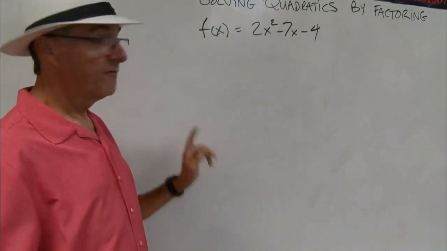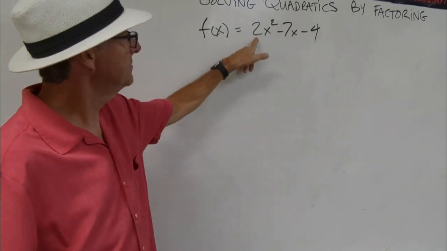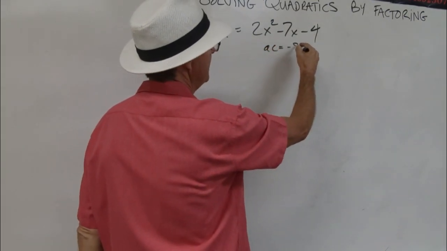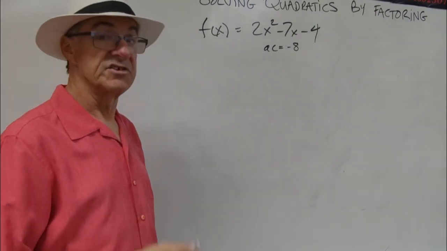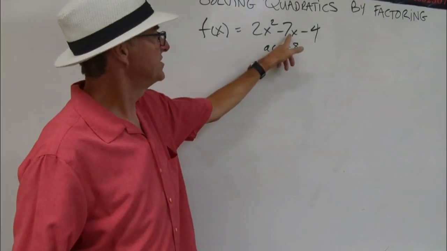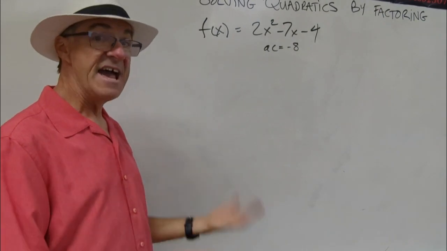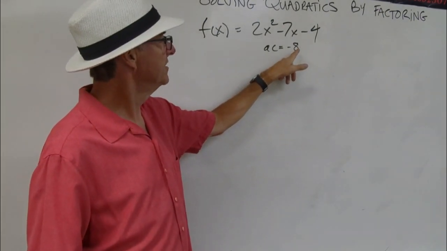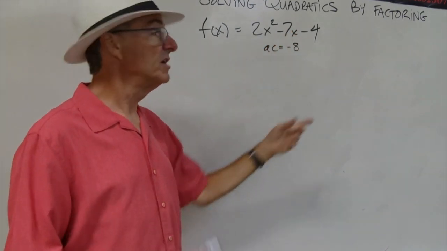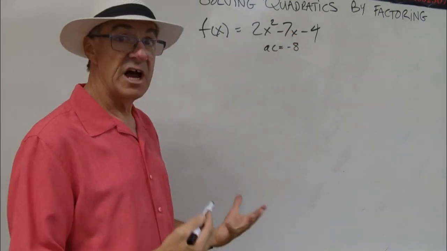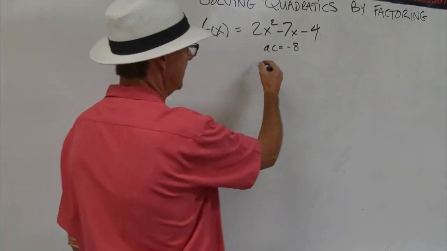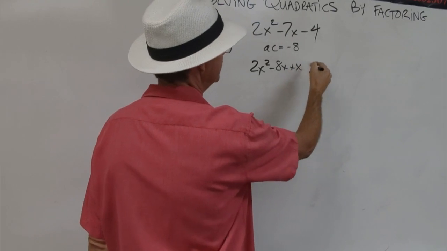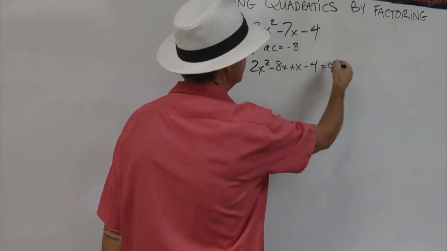Here we go. So the first thing we do with these is we take the A term and we multiply it by the C term. AC equals -8. Now we find two factors of AC that add up to -7. And that would be -8 times 1. -8 times 1 gives us -8, and -8 plus 1 gives us -7. So that's how we split the middle term. So I'm going to have 2x squared minus 8x plus x minus 7 equals 0.